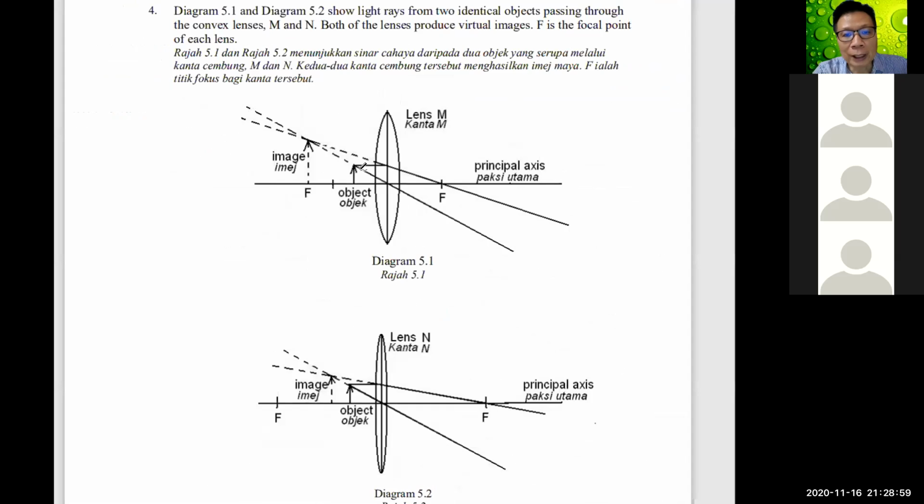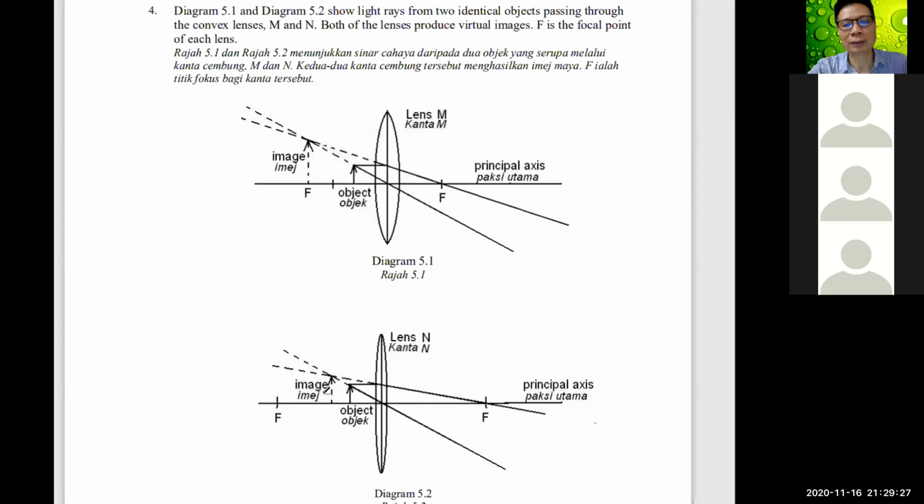Identical object means the object here and the object here are the same one. You see, this lens is thicker, this lens is thinner. With a thicker lens, the focal length is shorter. With a thinner lens, the focal length is longer, very long. Both of the lenses produce a virtual image on the left side.